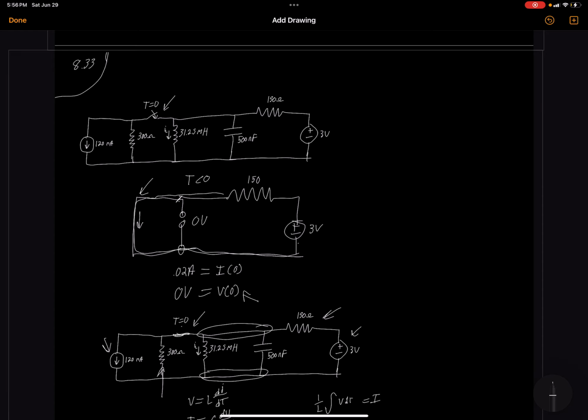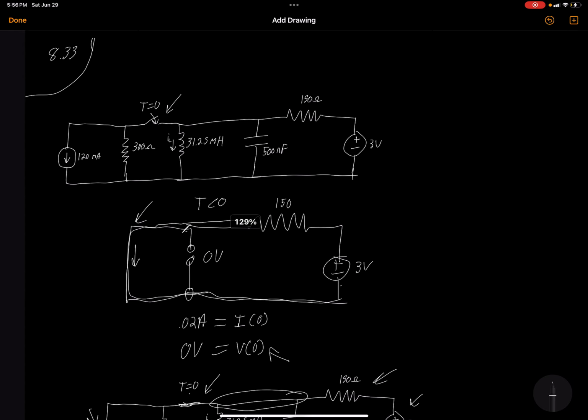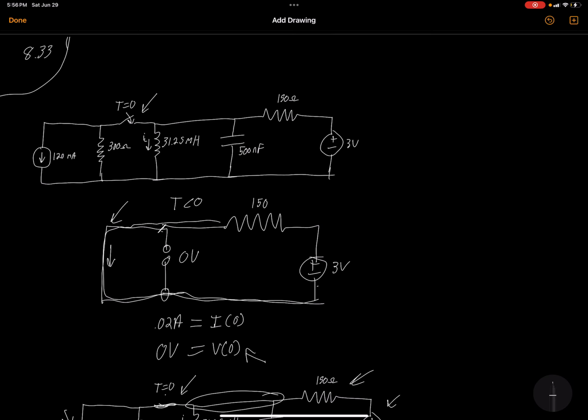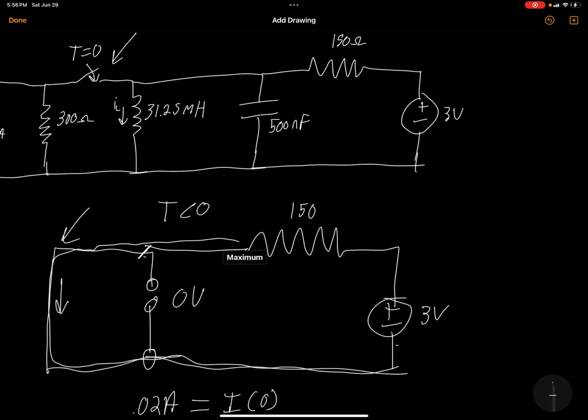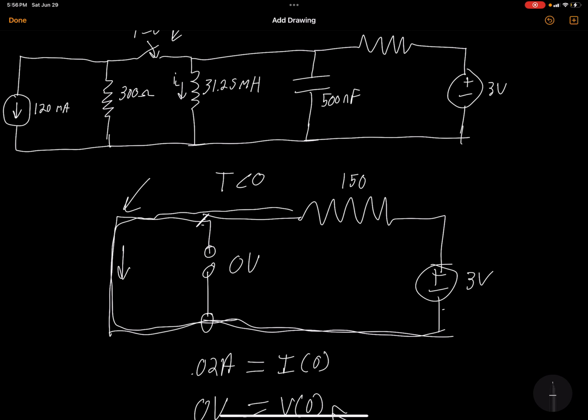Okay, so this is 8.33. We have this circuit, right? And basically for this circuit, we need to figure out time before zero and time after zero. And I've been messing up this many times, so I'm just gonna run through it now. I finally got it right though.